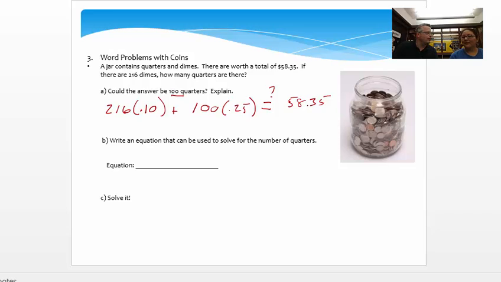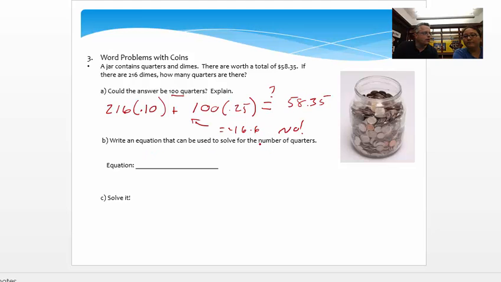All right, so I'll see. I stole the calculator. I got this. So 216 times 0.1 plus 100 times 0.25 is 46.6. So the answer is no. This right here equals 46.6. So probably there's more quarters. We need more quarters so the value goes up.